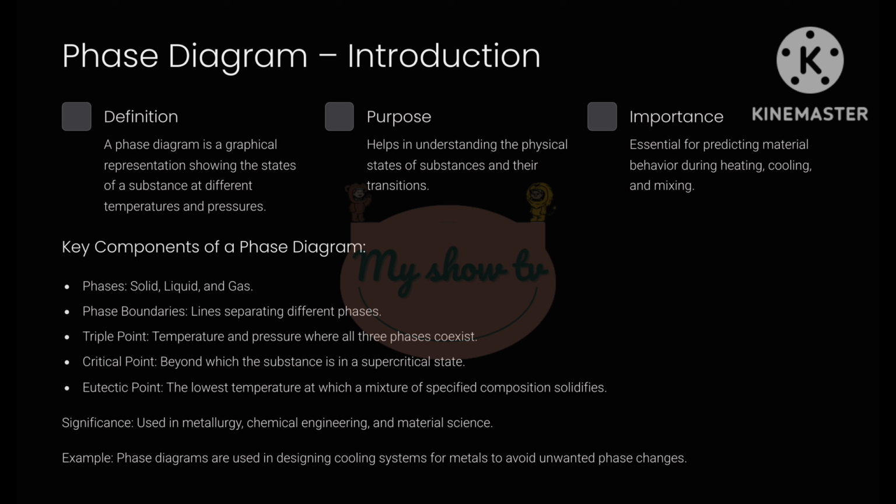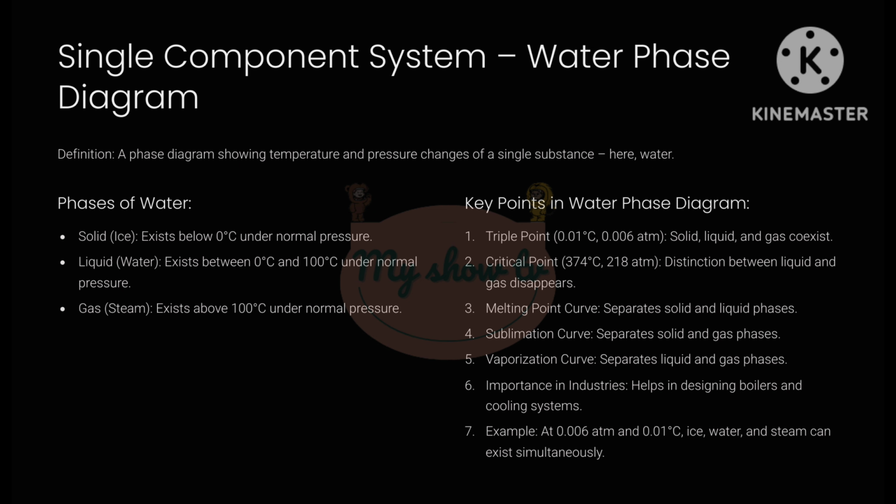Significance example. If we want to prevent steam formation in a boiler system, we need to ensure that the pressure and temperature remain within the liquid phase boundary. Otherwise, steam generation may lead to pressure buildup and potential hazards. Slide 2. Single component system, water phase diagram.